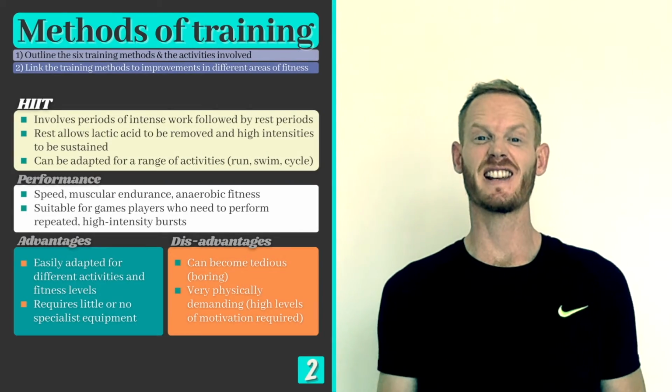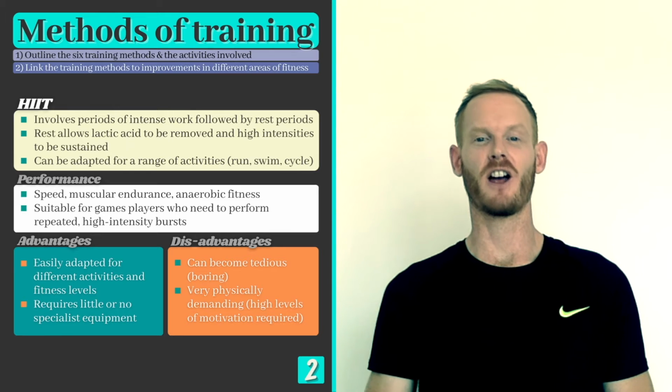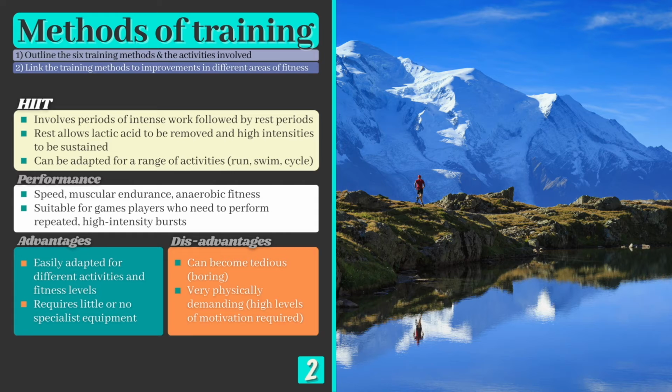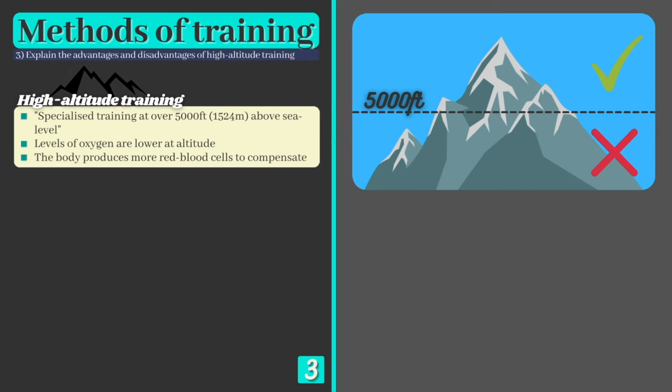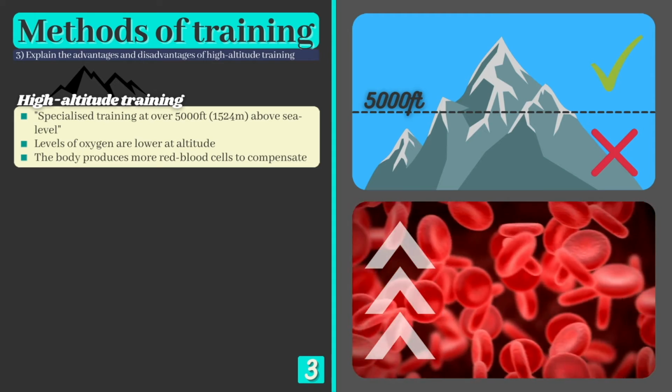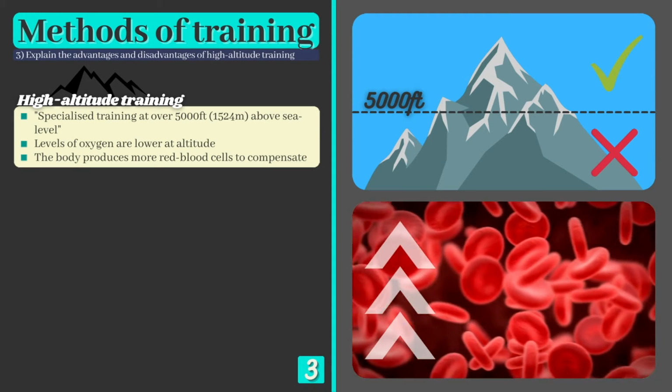In addition to the 6 commonly used training methods, there are other more specialized forms of training, and we'll finish the topic now by taking a brief look at high altitude training, which can be used to benefit endurance performance. High altitude training can be defined as specialized training at over 5,000 feet above sea level, or approximately 1,500 meters, to help the body increase the production of red blood cells. So how does it work, and what are the benefits and drawbacks?